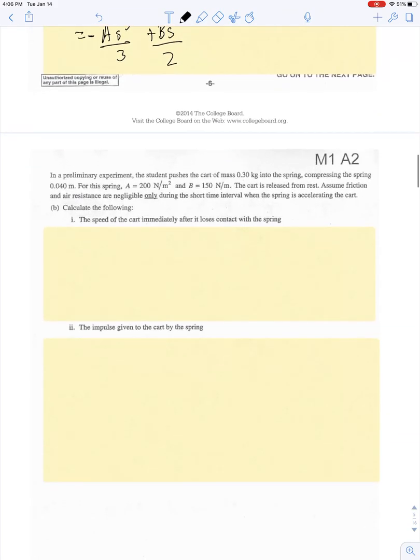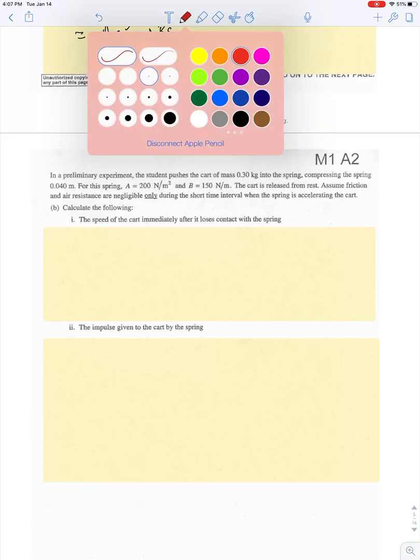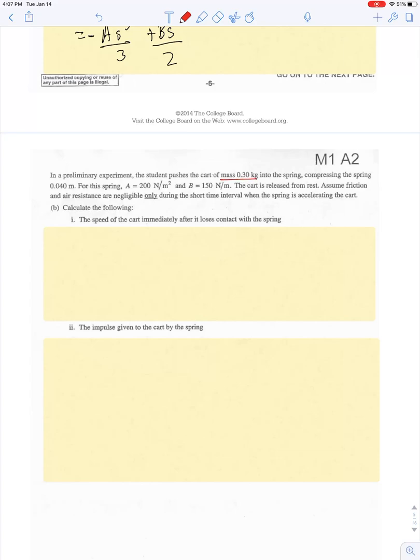In a preliminary experiment, the student pushes a cart of mass 0.3. So once again, I underline what is there if I don't want to write it on the side. So I could write m is equal to 0.3 kilograms into the spring, compressing the spring 0.04 meters. So now that's my s or x of 0.04 meters. I could underline or I could write it down. I would suggest that you write it down on the side.